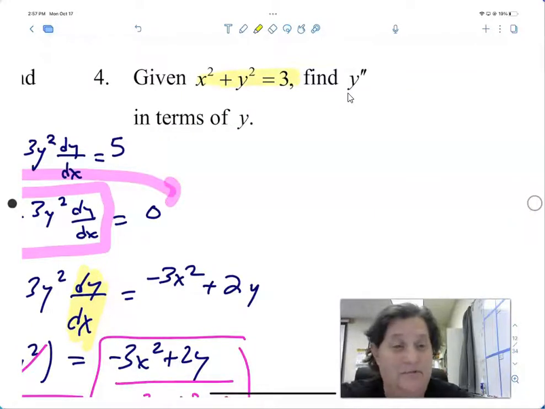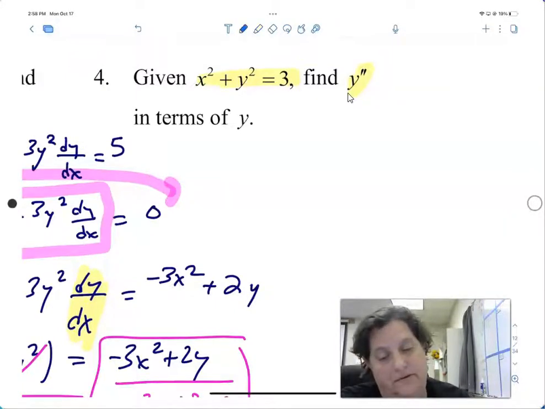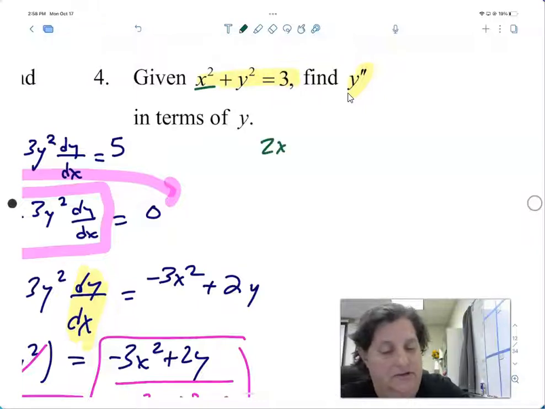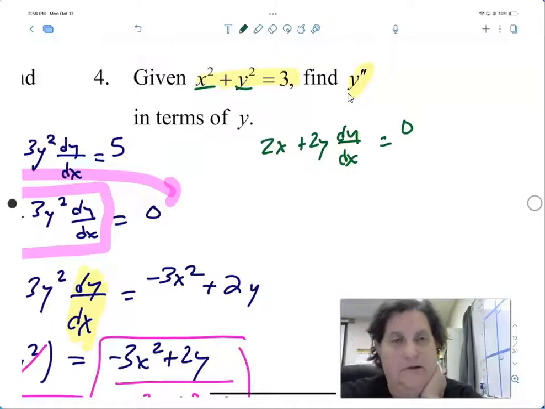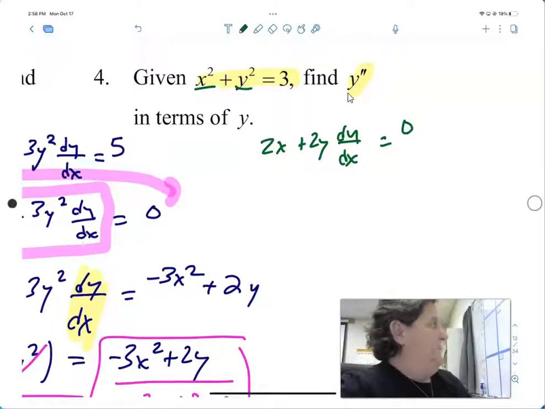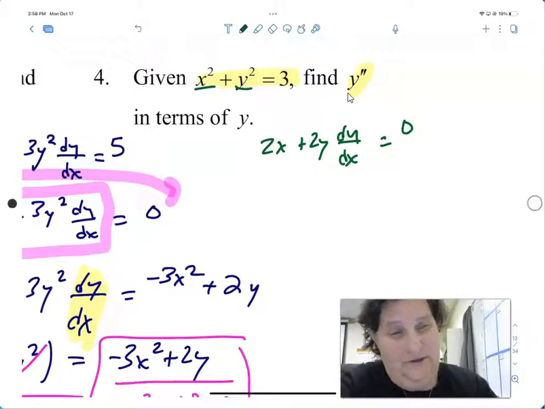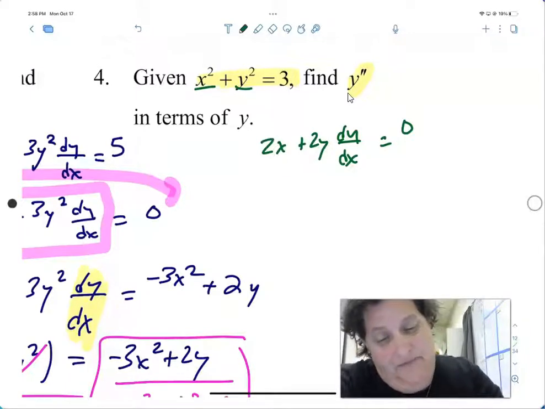Now, this asks me to do something a little bit different. Find y double prime. Oof, that's going to be rough. Okay, here we go. First shot. The derivative of x squared is 2x dx/dx. We don't need that. Derivative of y squared is 2y dy/dx. We do need that. Equals 0. Okay? Derivative of a constant is 0. This one's being real nice to me. They could be a lot meaner than this.